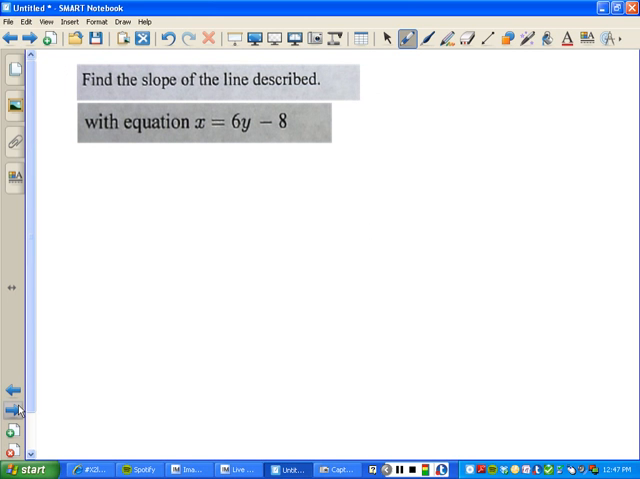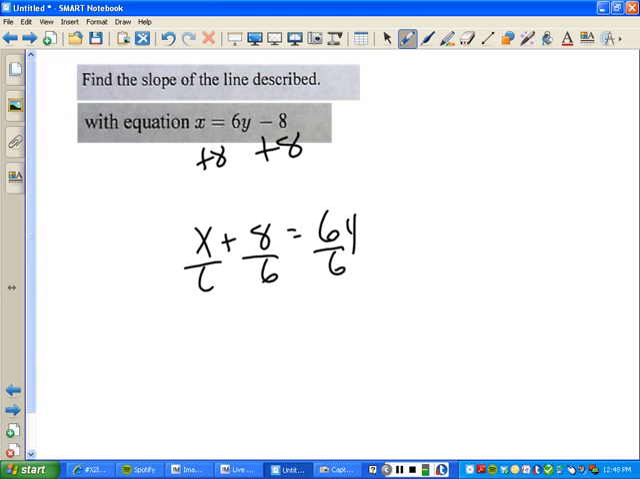Over here, next one. We have to add 8, x plus 8 equals 6y. Divide by 6, divide by 6, divide by 6. y equals 1/6 x plus, that's 4/3, I believe. And by I believe, I mean I know. The slope in this case is 1/6.